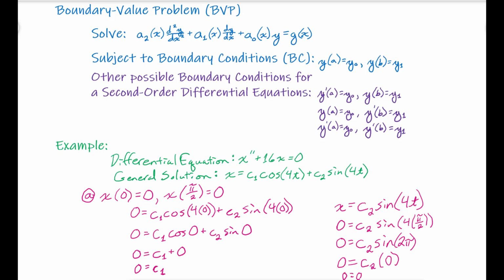Now, to write what those infinitely many solutions look like, I need to plug in 0 for c1 because that actually has to be 0. But c2 was free to be anything. So I'll plug in 0 for c1, and I'll end up with a solution of x equals c2 times sine of 4t. And since, again, c2 can be anything, there are infinitely many solutions when we have boundary conditions of x of 0 equals 0 and x of pi over 2 equals 0.